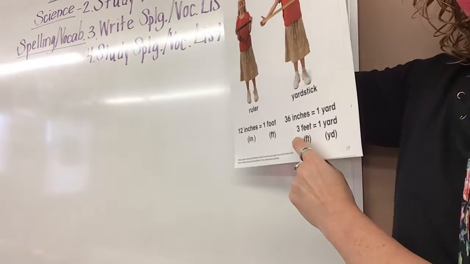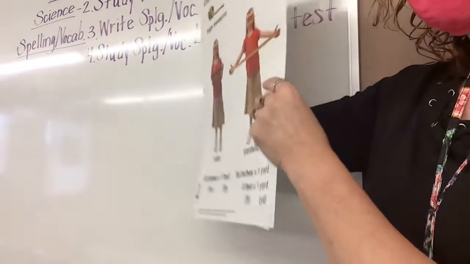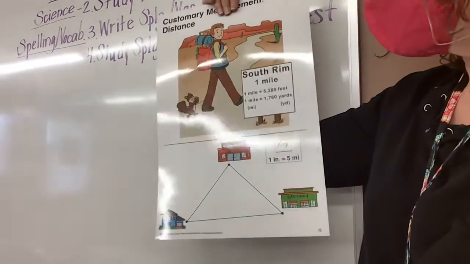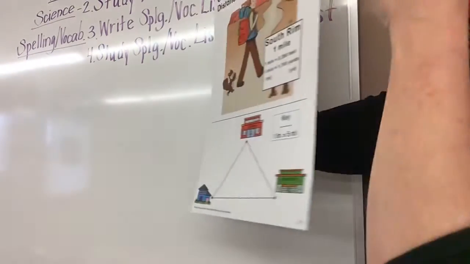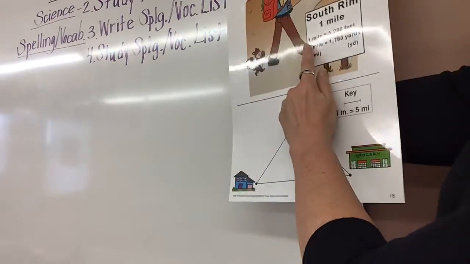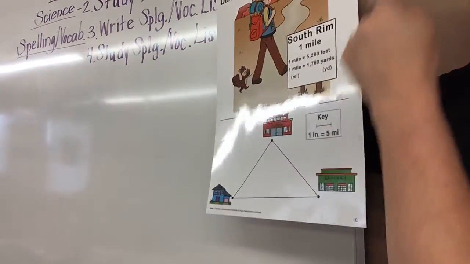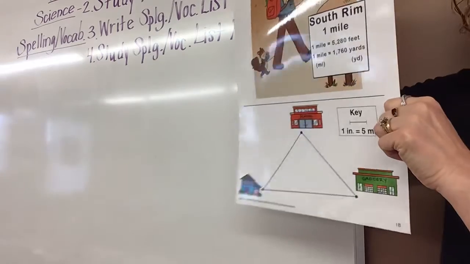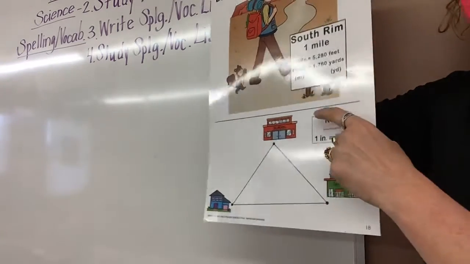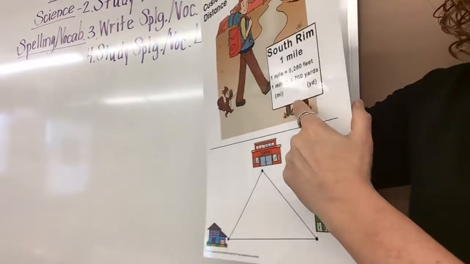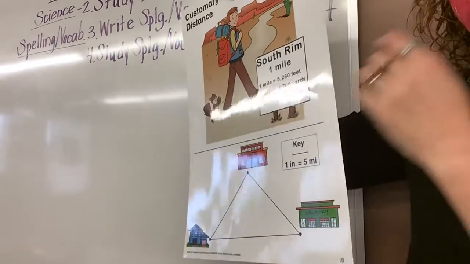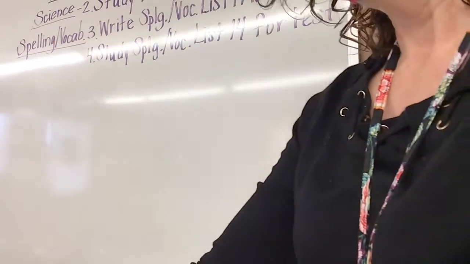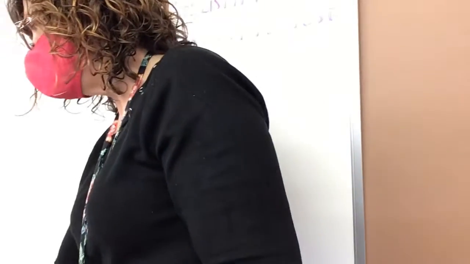Okay? 3 times 12 is 36. That's where the 36 inches in a yard comes from. Then we learned a longer distance, and that would be 1 mile equals 5,280 feet, or 1 mile equals 1,760 yards. All right, today we're going to talk about thermometers.